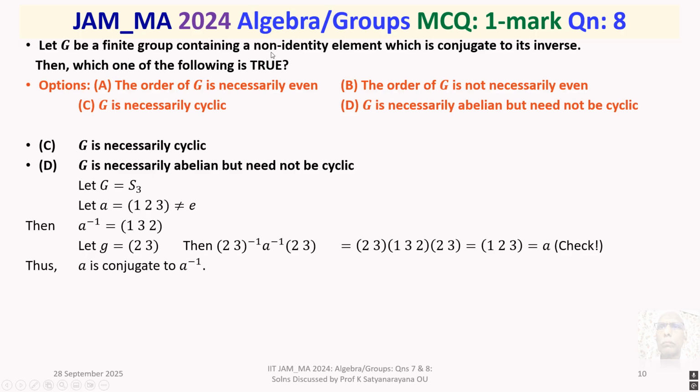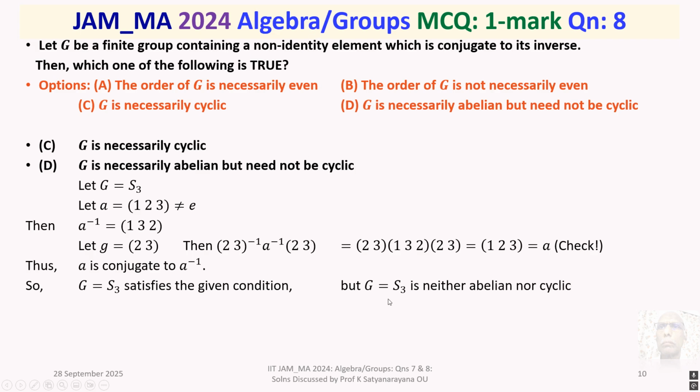Therefore, the hypothesis of the question is satisfied. So G equal to S3 satisfies the given condition, but S3 is neither abelian nor cyclic. Therefore options C and D are not true. Option C says G is cyclic, but in this case it's not cyclic. Option D says G is necessarily abelian, but it's not abelian and not cyclic either. Option D is not true. So, summarizing all the options, the answer to this question is option A.